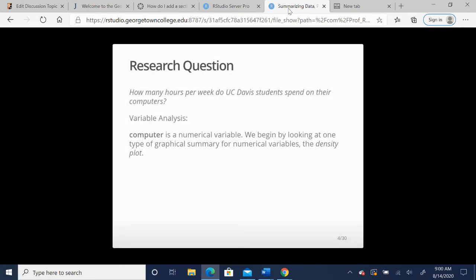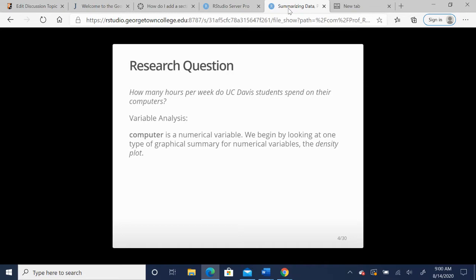Research question. Okay, so what's our focus? Why are we looking at this data? Why will we collect it? We want to answer the research question, how many hours per week do UC Davis students spend on their computers? Now, we know that's going to be different for every student, but we're looking for a good idea, a nice average understanding of how long these particular students are on their computer. So computer time, how many hours? That is a numerical variable.